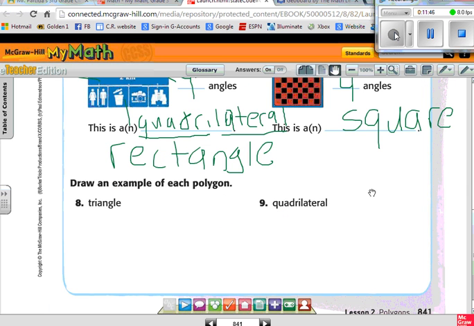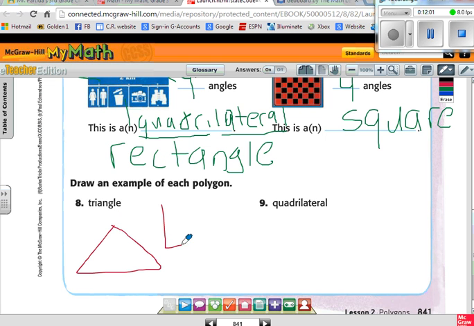Now look at 8 and 9. Okay. I have to draw a triangle. How many sides would I need? Three. I can do that one. I can do it like this. Doesn't really matter how, right? I have to have three, right?